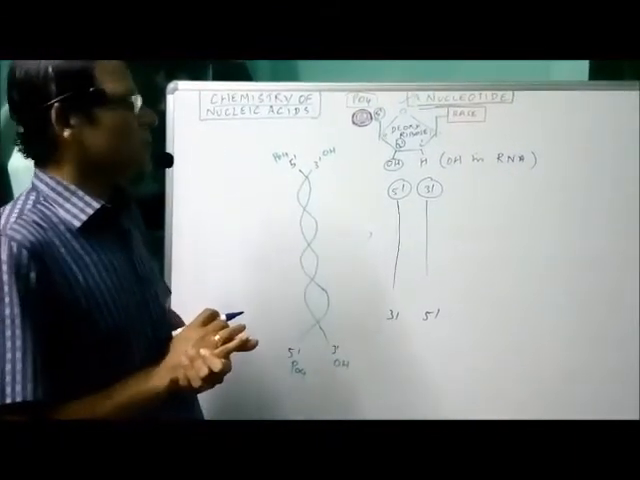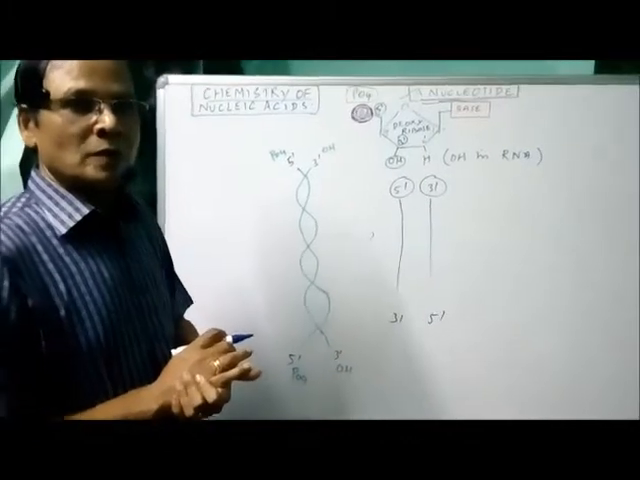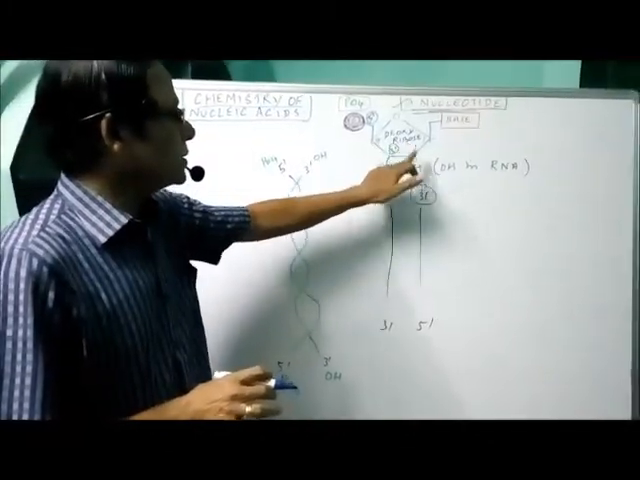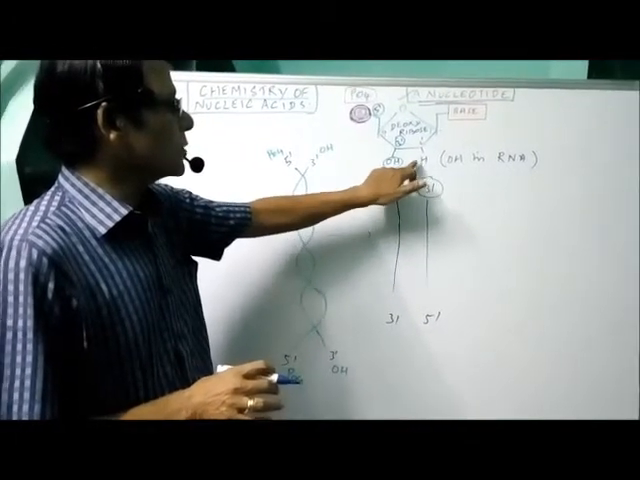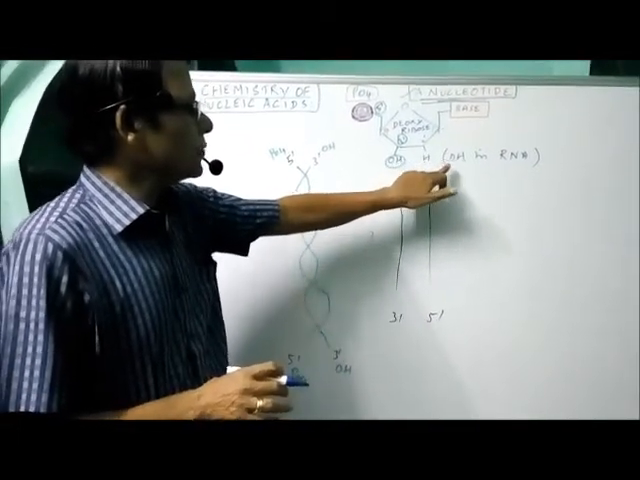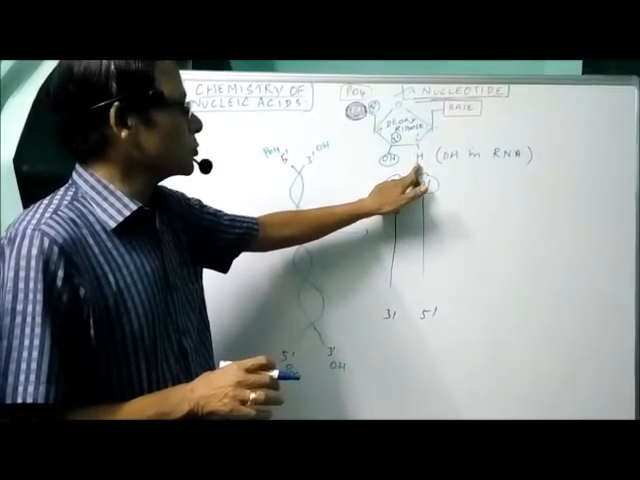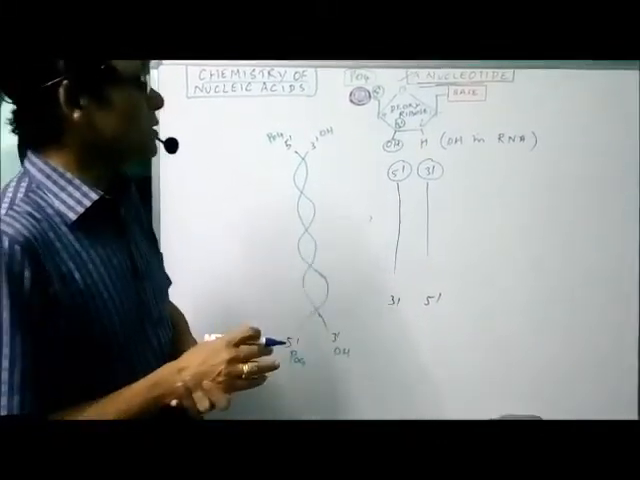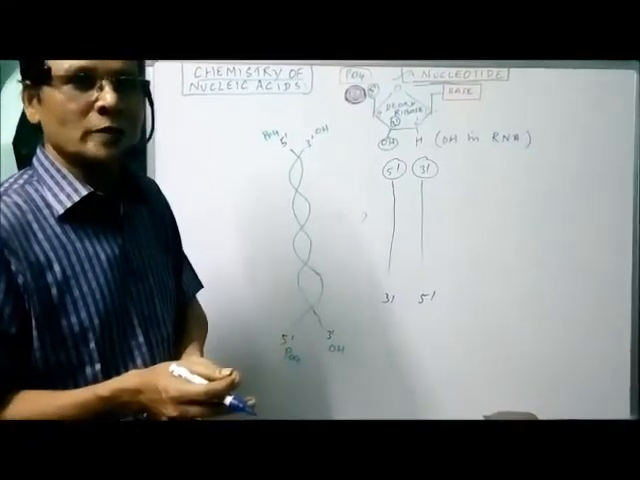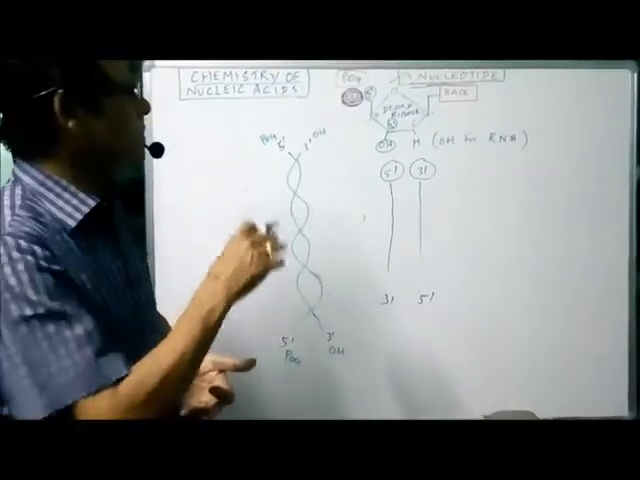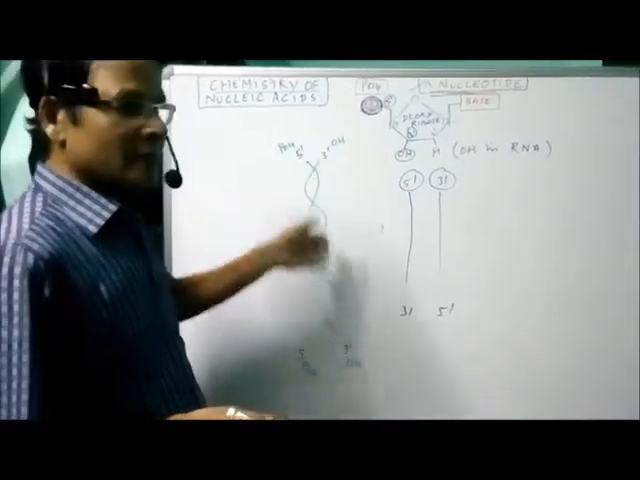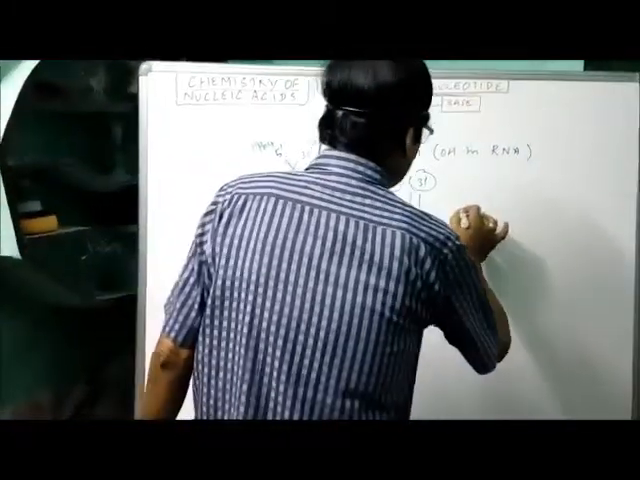Now in the case of RNA, we have a hydroxyl group attached to the second carbon in the ribose sugar. So this is what I mentioned, deoxyribose sugar. If you add this hydroxyl group here, it refers to the ribose sugar. So this is an additional group attached to the second carbon of the pentose sugar in RNA. Now, that is the direction.